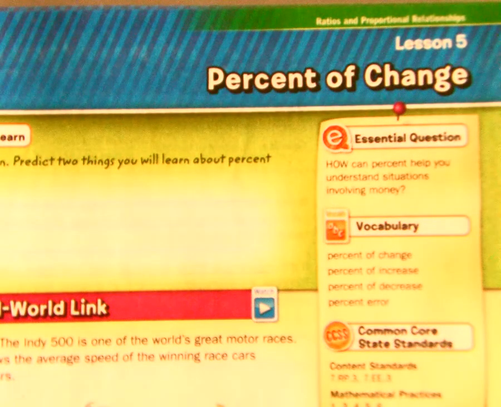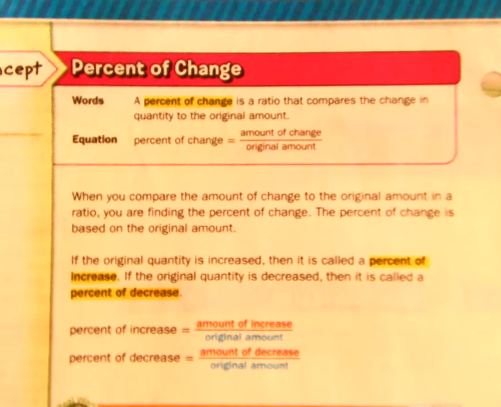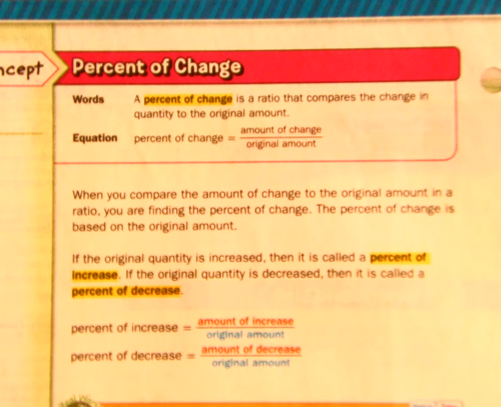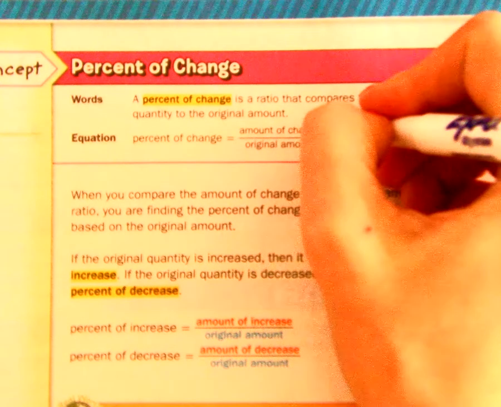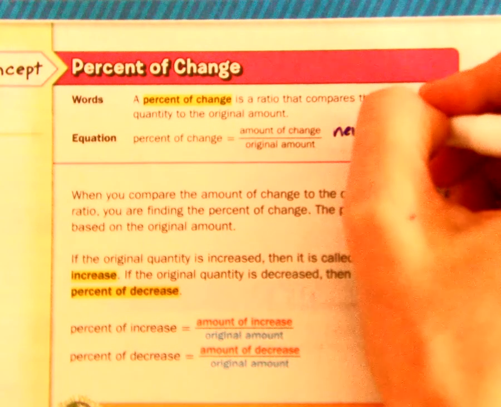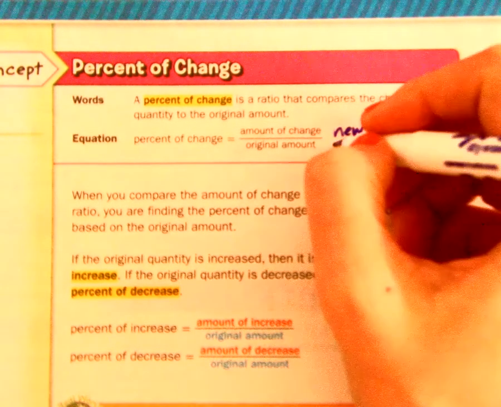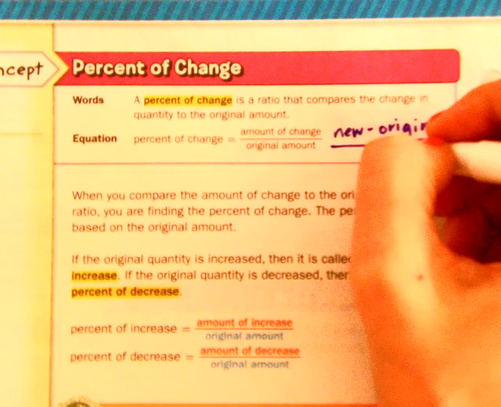Lesson 2.5, percent of change. Percent of change is a ratio that compares the change in quantity to the original amount. So our equation, our percent of change, is the amount of change divided by our original amount. When we find the amount of change, we can also say it's new minus original, which is the amount of change, divided by our original value.